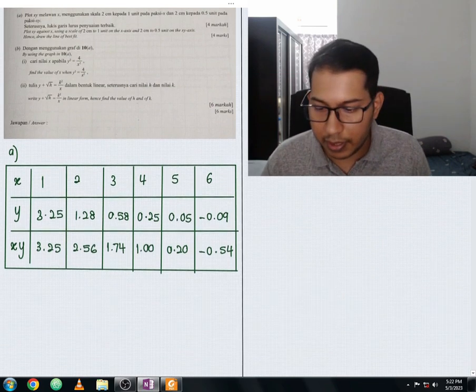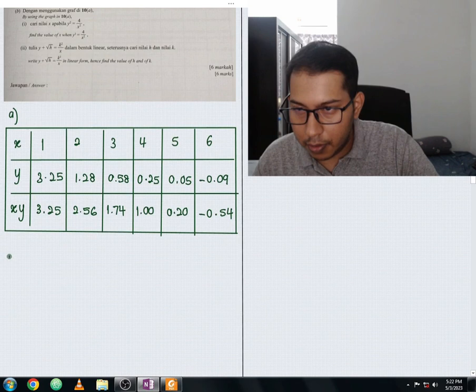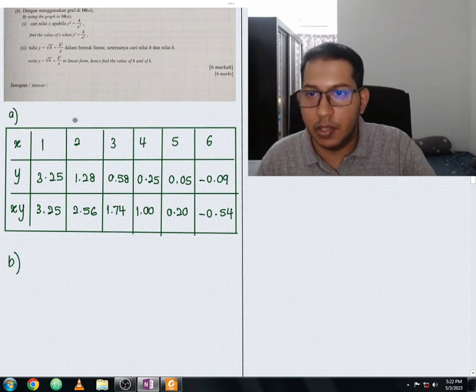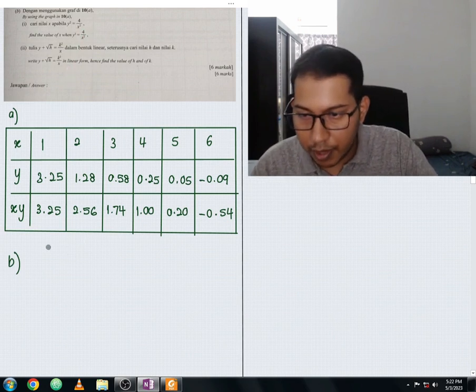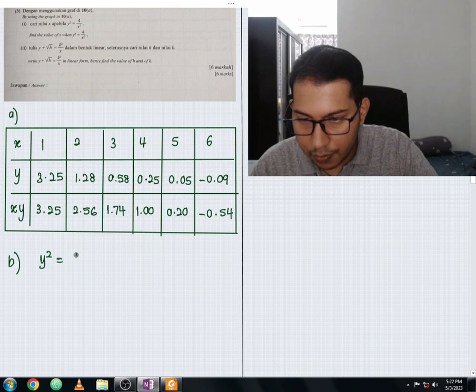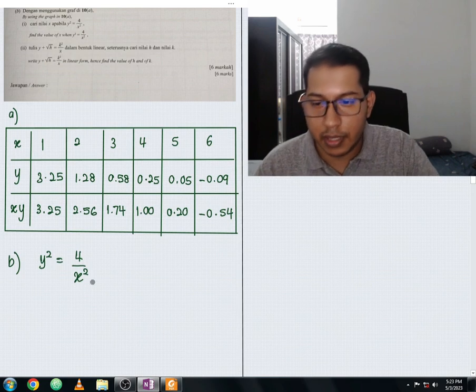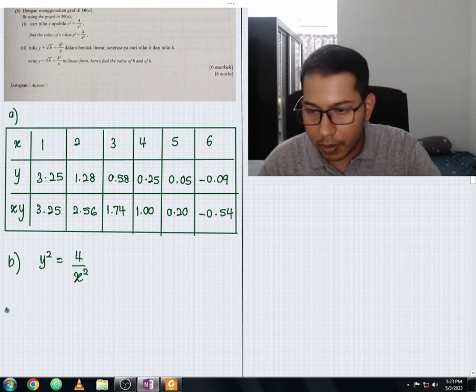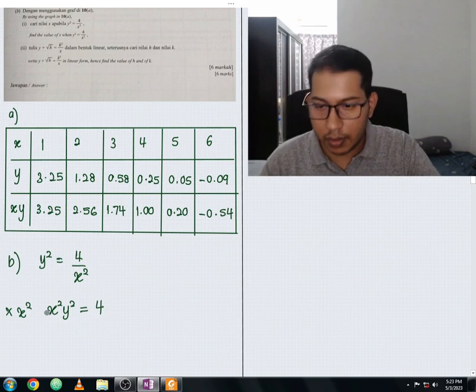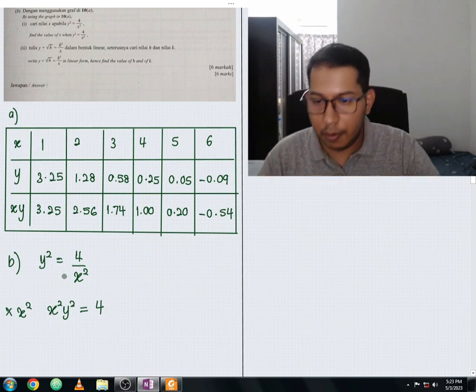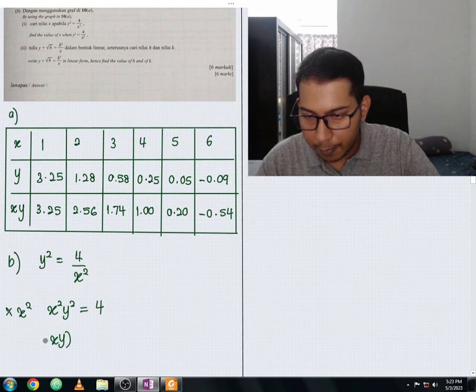From question part B, we are required to find the value of x when y square equals 4 over x square, using the graph that we have plotted. So y square is equal to 4 over x square. What we're going to do is multiply both sides by x square. So you're left with x square y square equals 4. We can group them as xy all squared equals 4.